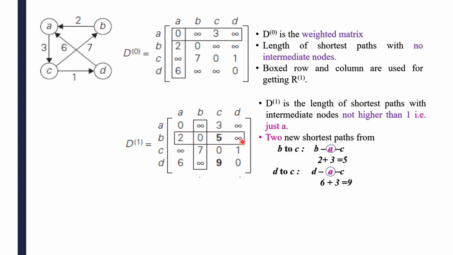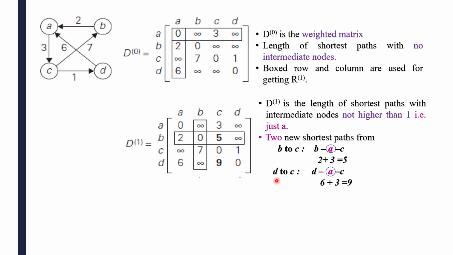If you are getting any new path, you have to calculate what that distance is. Now with the help of A, I am getting the two paths. One is B to C. B, and via A, I am getting C. What is that distance? 2 plus 3. B to A is 2 and A to C is 3. 2 plus 3 is equal to 5. See here, B to C has changed to 5 here.